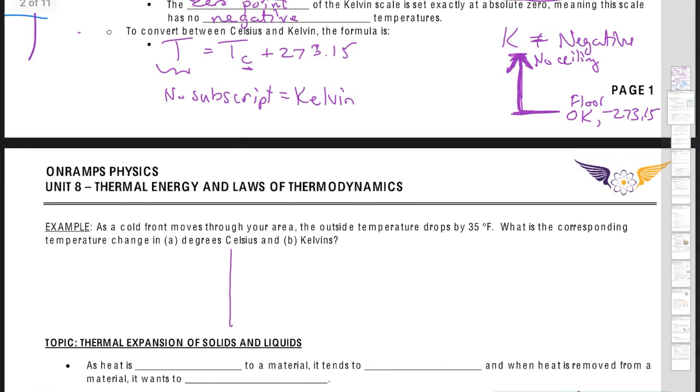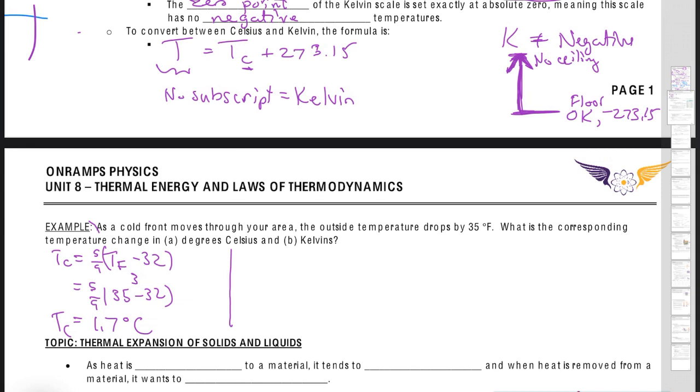Part A says, as a cold front moves through your area, the outside temperature drops by 35 degrees Fahrenheit. What is the corresponding temperature change in degrees Celsius and kelvins? So I'm going to do my Celsius conversion first. TC equals 5/9 times TF minus 32. So I get 5/9 times 35 minus 32. And so this ends up being 15/9. So 15/9 is like 1.66, so it's 1.7 degrees Celsius.